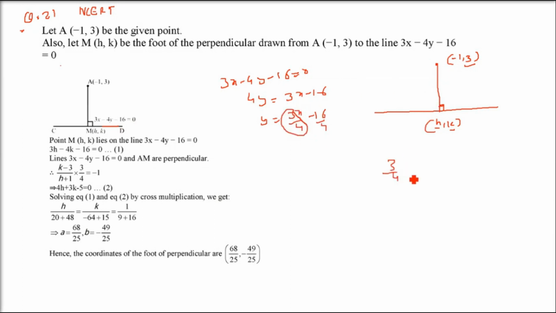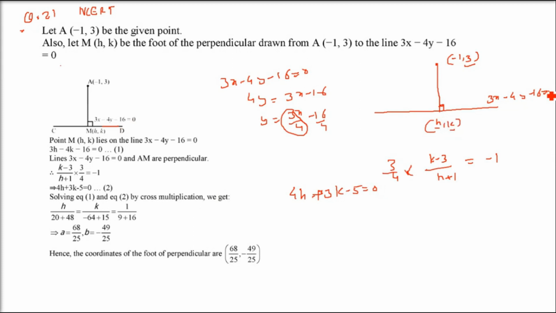So 3 by 4 is the slope of one line. Now what is the slope of the perpendicular line? It will be (k minus 3) by (h minus of minus 1), so (h plus 1), and this equals minus 1. So h and k you can find out. So 4h plus 3k minus 5 equals 0. There will be an h and k equation: 4h plus 3k minus 5 equals 0.